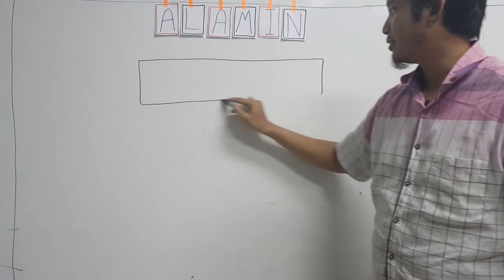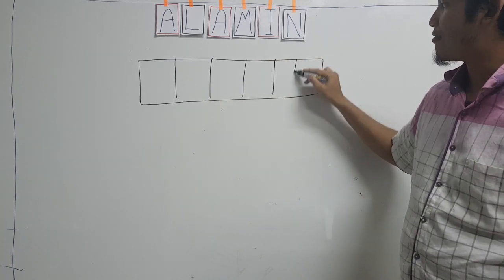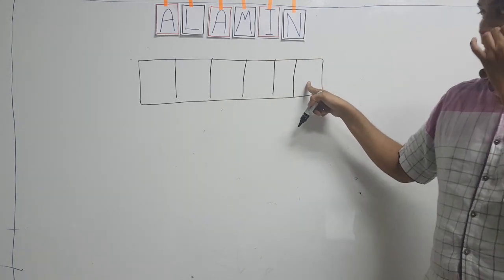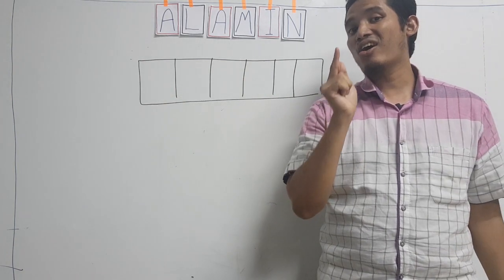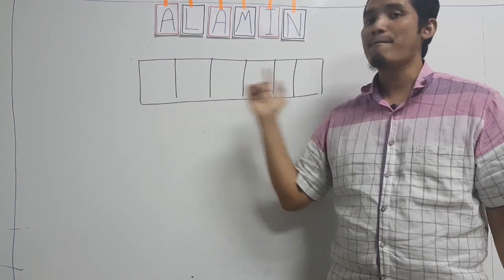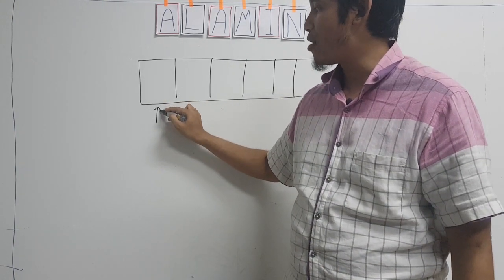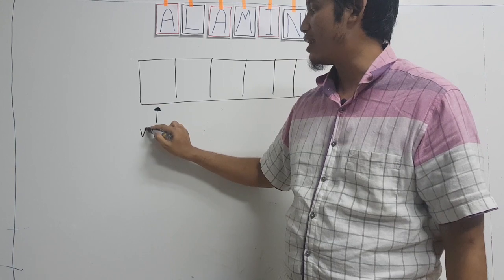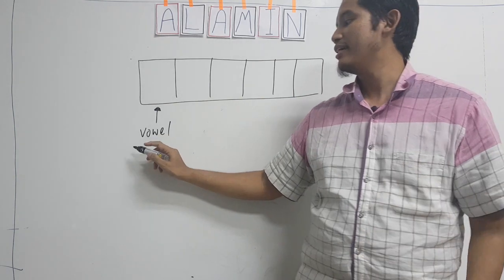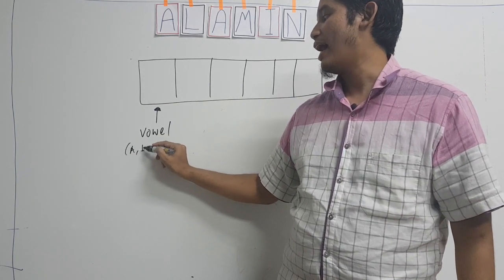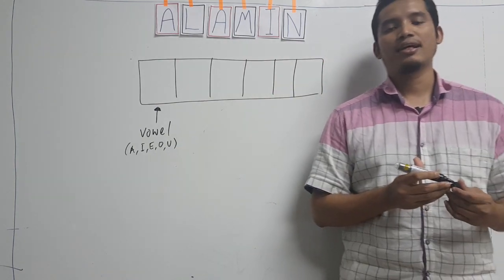1 box, 2 boxes, 3 boxes, 4 boxes, 5 boxes, and 6. Okay, 6 boxes. And remember, the condition is that the arrangement must begin with a vowel, meaning that the first box must begin with a vowel. What is the meaning of vowels? It means it's either A, I, E, O, U. These are the vowels.